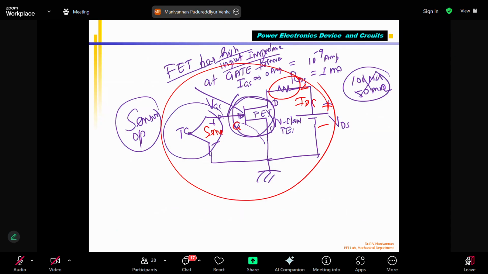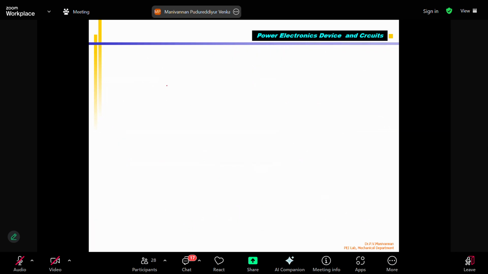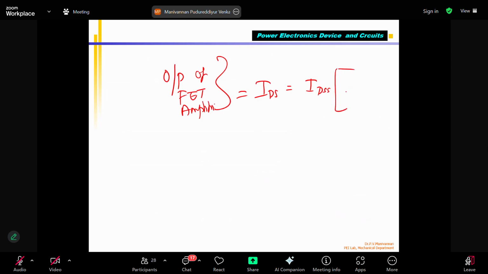So before closing, I wanted to show the equation for the output. For example, the output of the FET amplifier is IDS. When input VGS is varied, it can be calculated using IDSS. Note down this formula: 1 minus VGS divided by VP, whole square. Okay, where IDS is called the drain to source current, which is nothing but the output. Correct? This output is current.